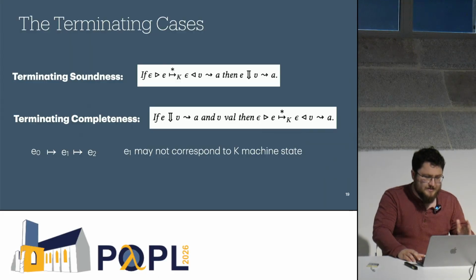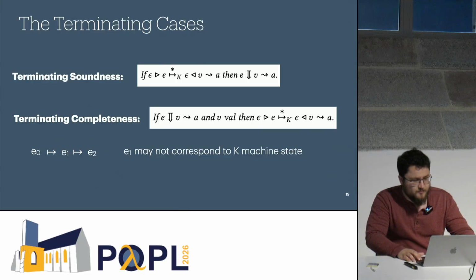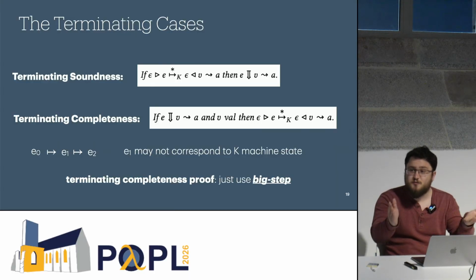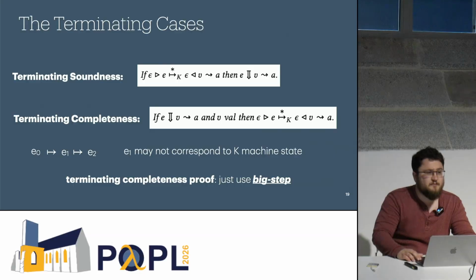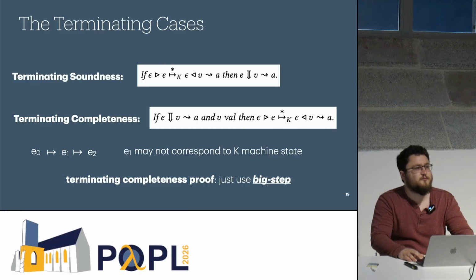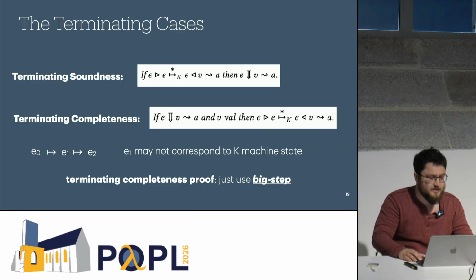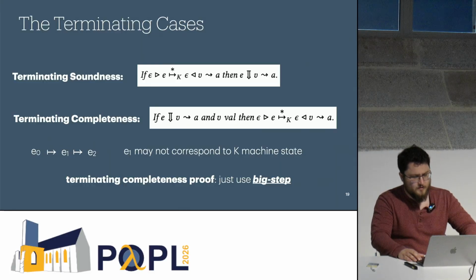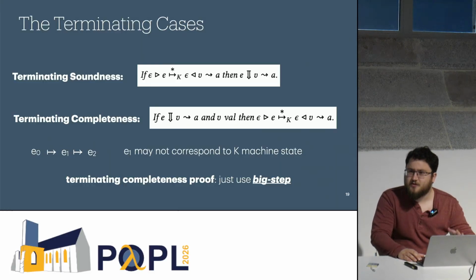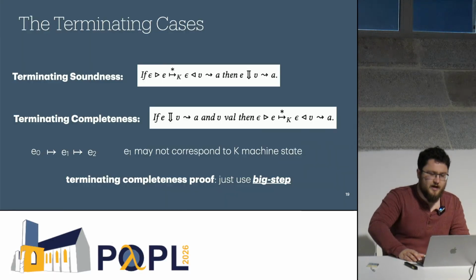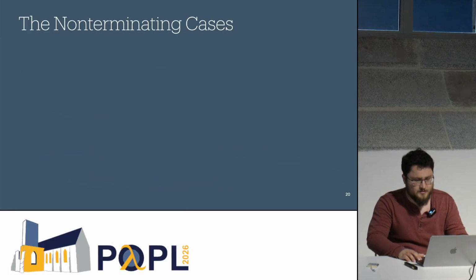And so instead, the textbook approach to proving this is actually to just use big step. Turn small step semantics into big step first, and the proof proceeds by simple induction on the derivation. So that's all fine with the terminating cases. But what about the non-terminating cases of correctness?